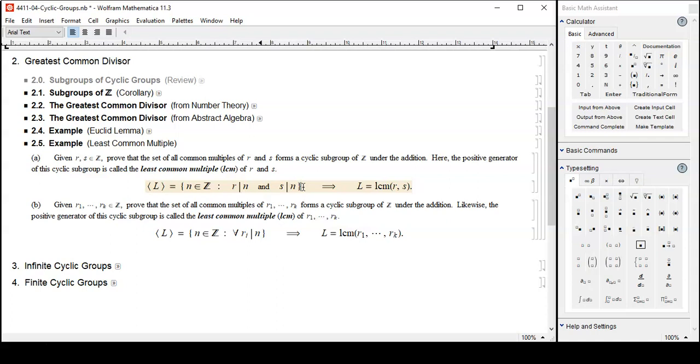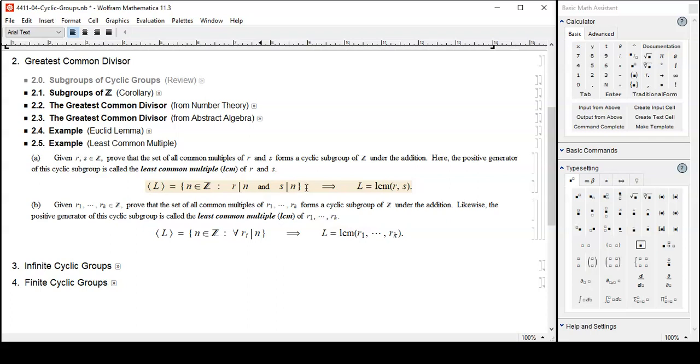Well, the second thing is easiest. 0, yeah, everything divides 0, so 0 belongs there. And then if N belongs there, negative N also belongs there, you see. If something divides N, then it automatically divides negative N as well. Just multiply the quotient by negative one. So closed under the addition, that's something you have to sweat on.